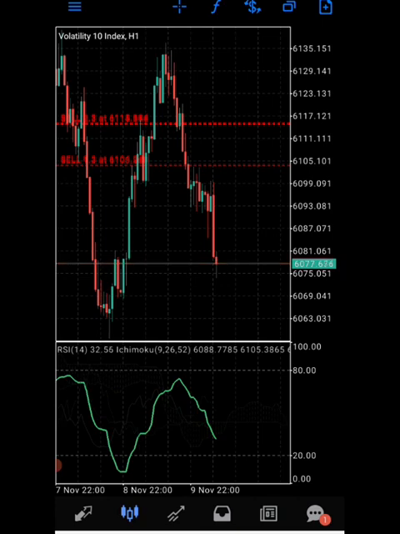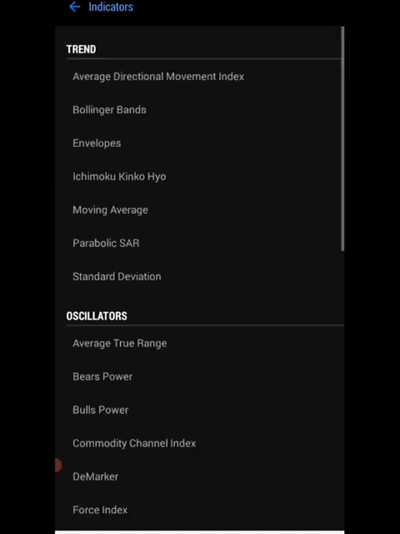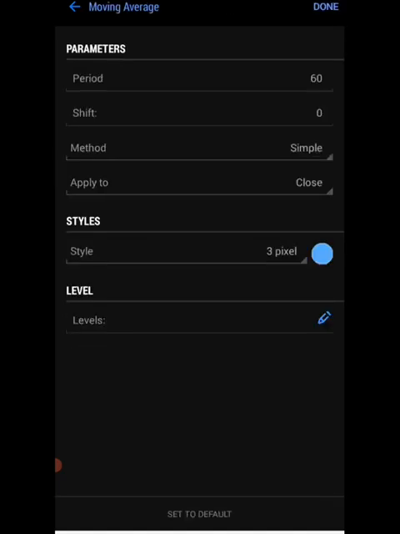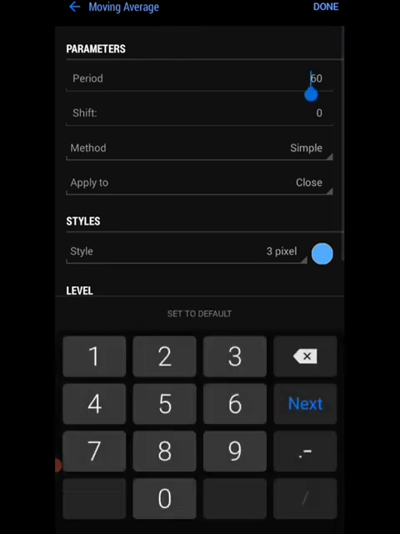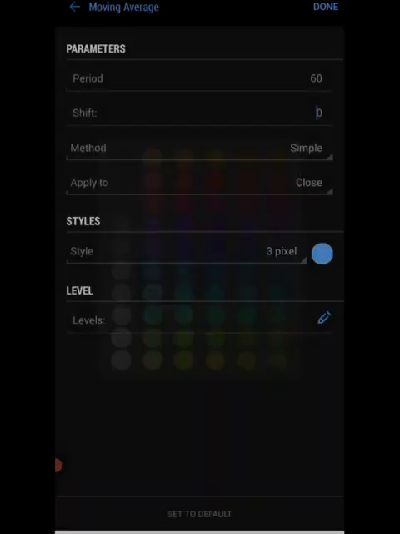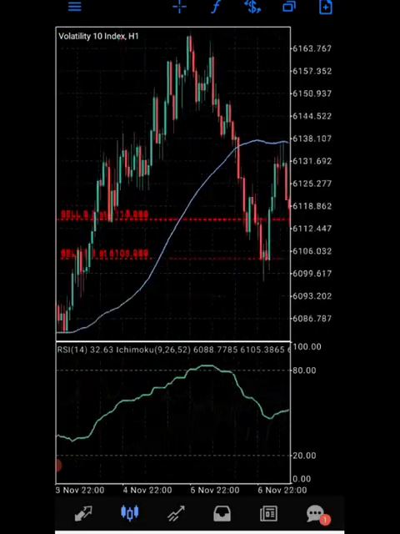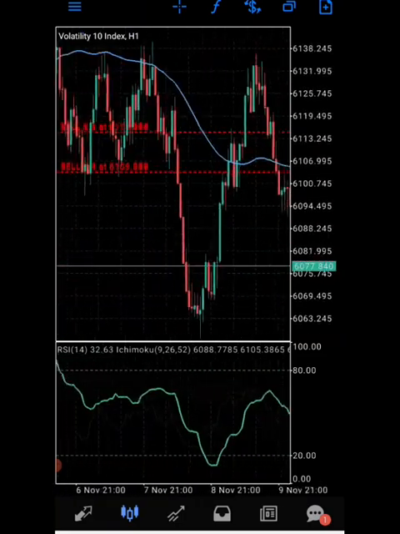Okay. So the next indicator, guys, we need is a moving average. You should click on the main chart. Look, the main chart. You go for moving average. The period, you set it to 60. Period 60. Shift 0. Method, simple. Apply to close. The style, 3 pixel. The color of your choice, but I'm using blue. Then you click done. Finish, guys. These are just the indicators you need for this powerful strategy.